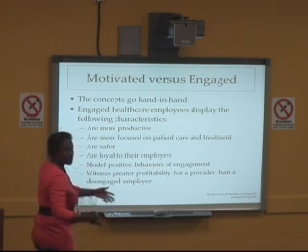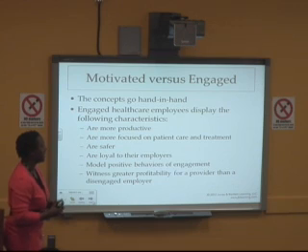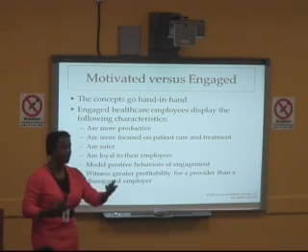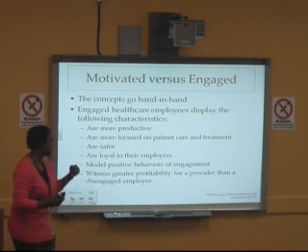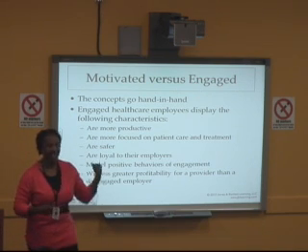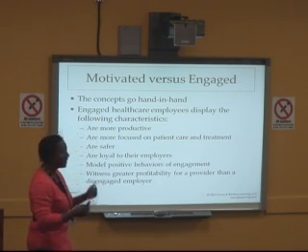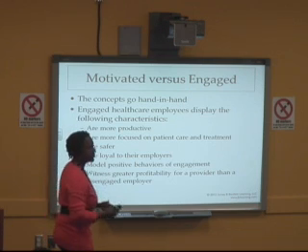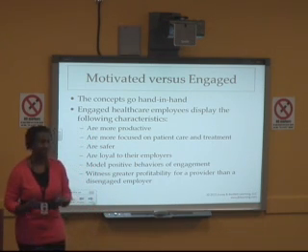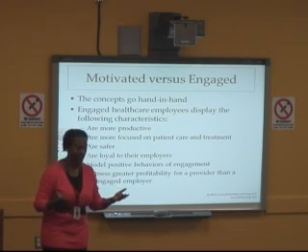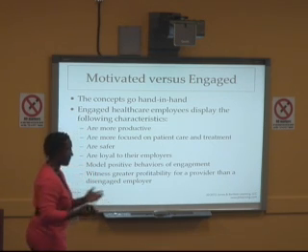Let's take work as an example. An engaged employee wants to come to work. Like you said, they get up every day. Yes, time to go to work. Can't wait to get there. Can't wait to do my work. I love my job. Motivated is, oh, I don't want to go to work, but I'm going because I need to get that money for that paycheck, right? There's your difference. Everybody see the difference?